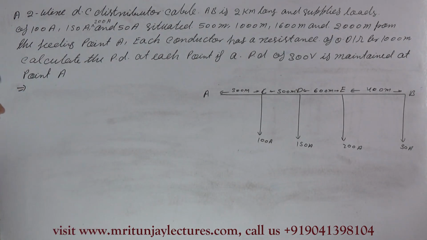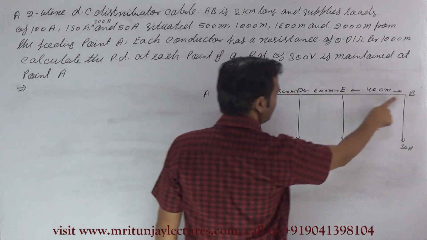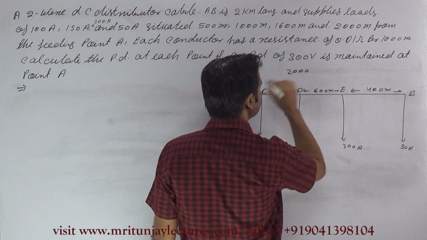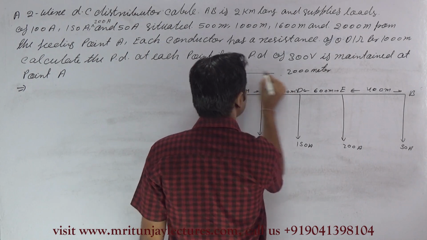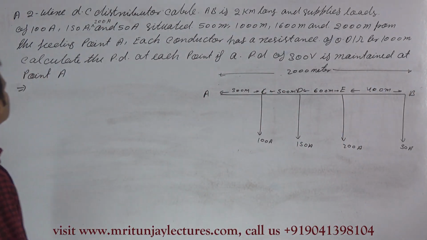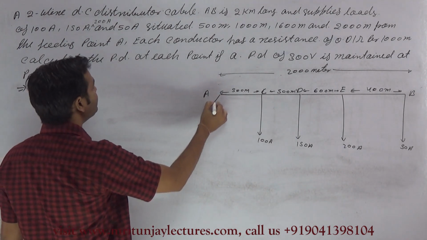Clear? First of all, clear? Corresponding to the question, that is 2000 meter from here to here, that is 2000 meter. Okay, from this to this. Okay, now the feeding point is A.